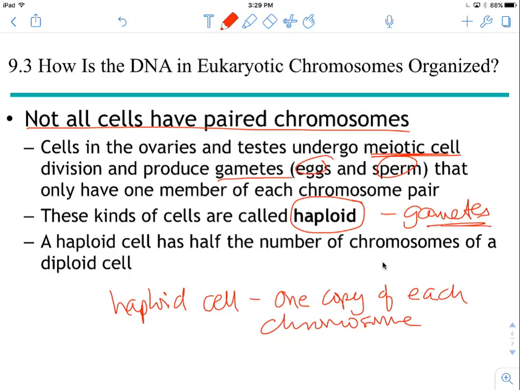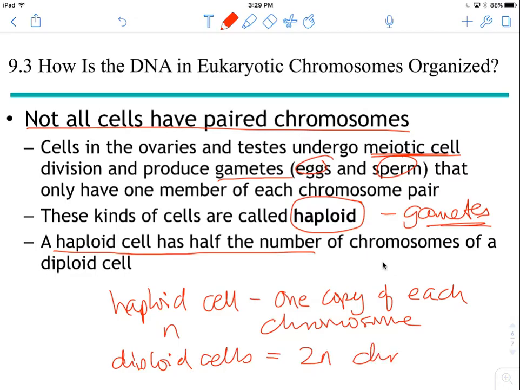So again, haploid cells have half the number of chromosomes as a diploid cell. A diploid cell has 2 copies of every chromosome. A haploid cell only has 1 copy of every chromosome. So we say haploid cells have n number of chromosomes. Diploid cells have 2n chromosomes. So n chromosomes for a haploid cell, 2n chromosomes for a diploid cell.